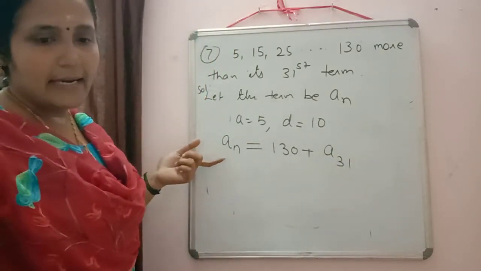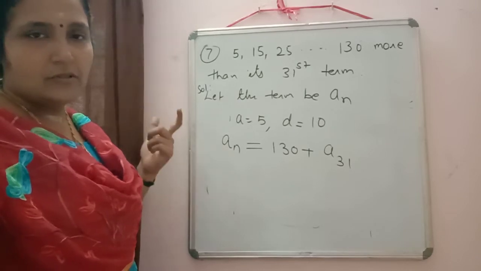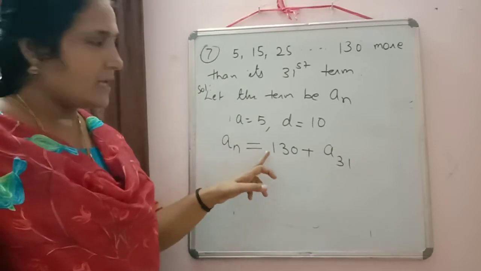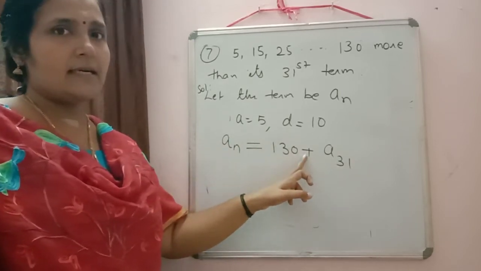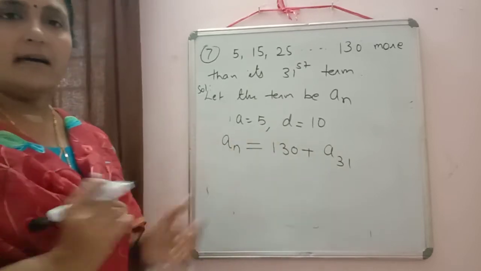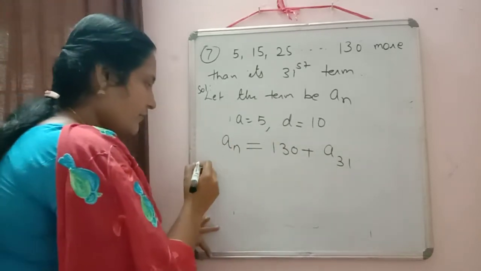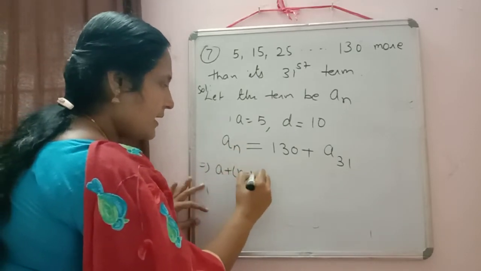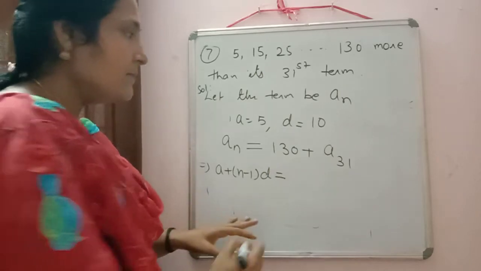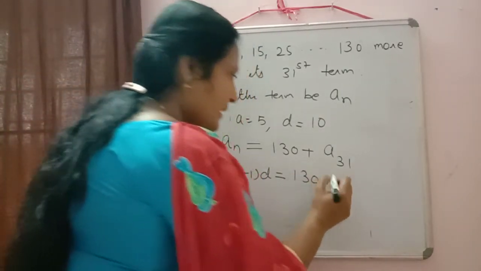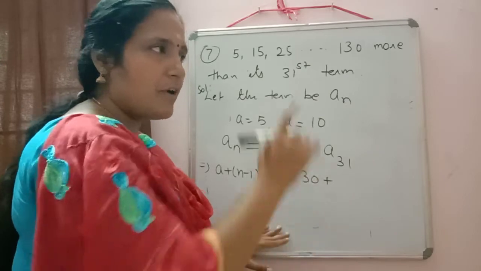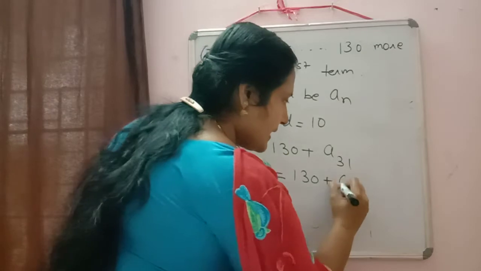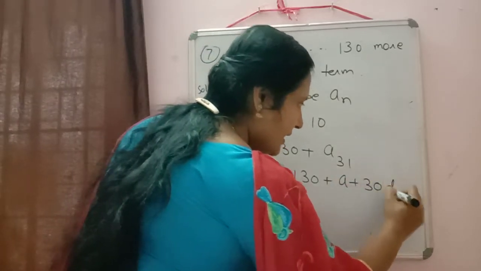We have taken that term as the nth term. Nth term of the AP is 130 more, means 130 plus its 31st term. Now write the formula and substitute the values. A plus n minus 1 into D is equal to 130 plus A31. What will come according to the formula? A plus 31 minus 1, 30. So we will get A plus 30 D.